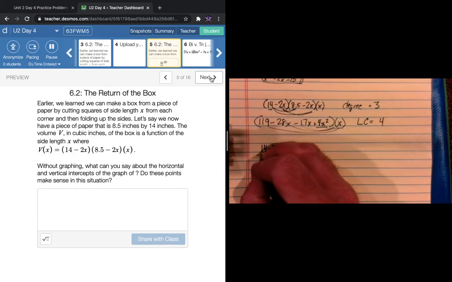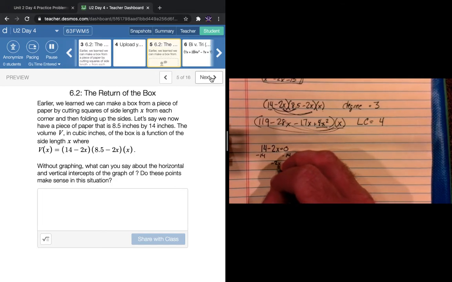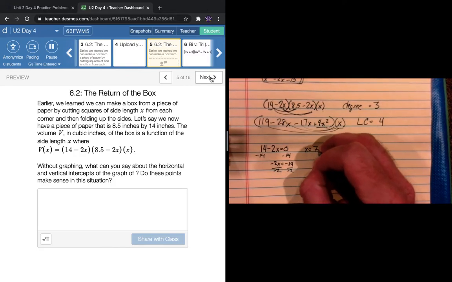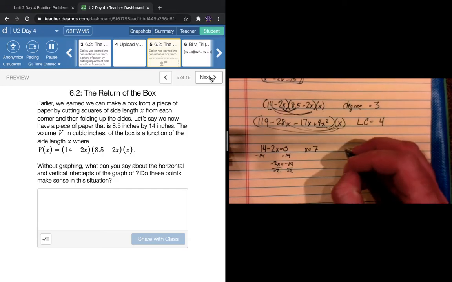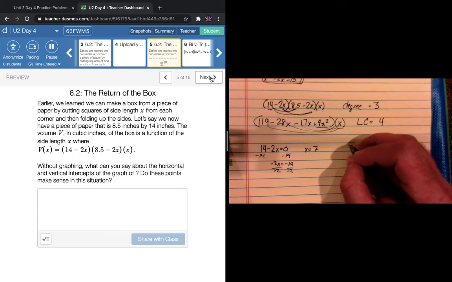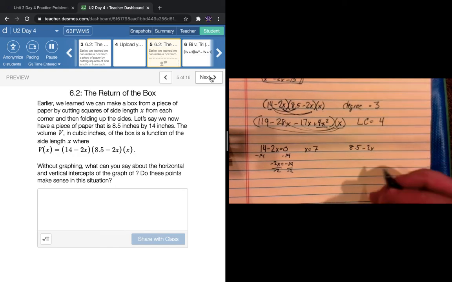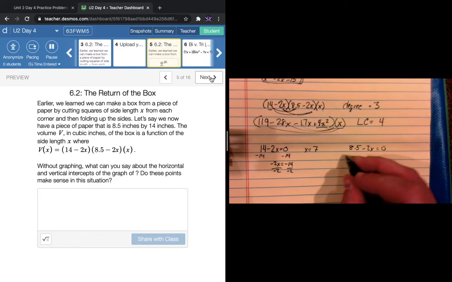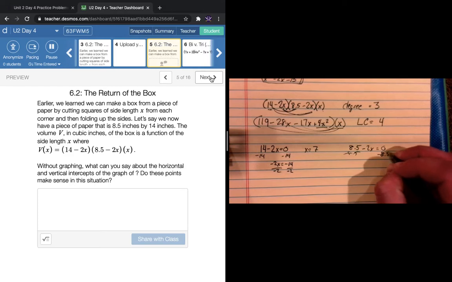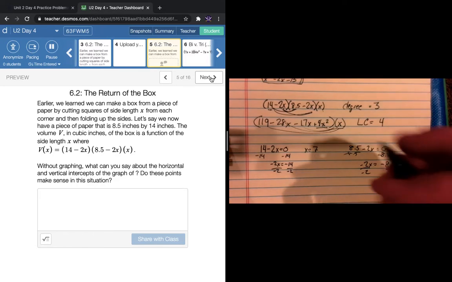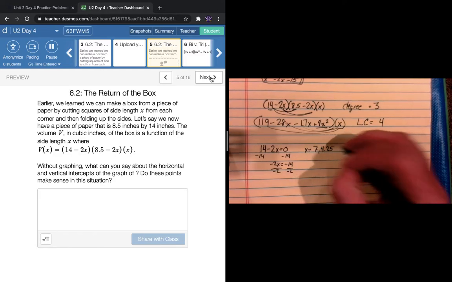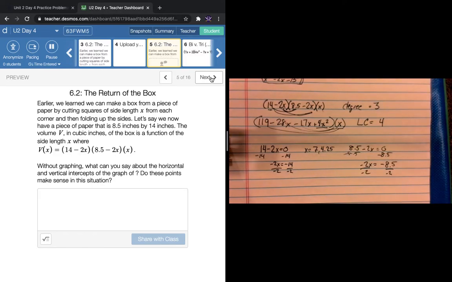Well, you would subtract 14. Negative 2x equals negative 14. Divide by negative 2. One of my x's is 7. Then when I come over here, I say, all right, 8.5 minus 2x equals 0. Subtract it over. So now I have negative 2x equals negative 8.5. Divide by negative 2, and you get a positive 4.25. So those are 2 zeros.